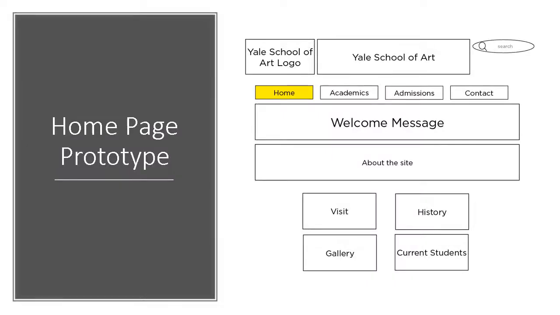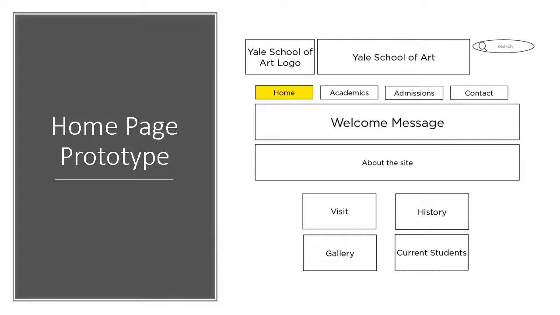Here is what I propose as the new homepage. As you can see, I've narrowed down the plethora of top-level navigation links to 4: home, academics, admissions, and contact. This approach utilizes a topic-based organization system. In my opinion, these are the 4 most critical umbrella topics that a user will be looking for on the site. I've also put 4 featured links at the bottom of the site: visit, gallery, history, and current students.